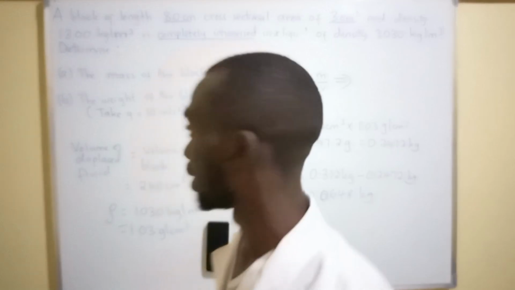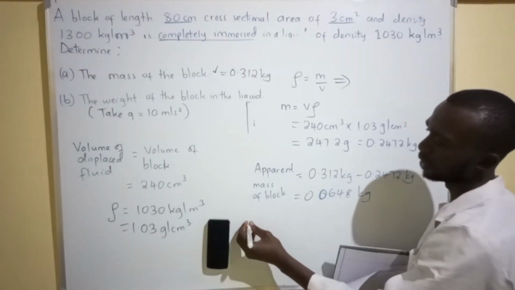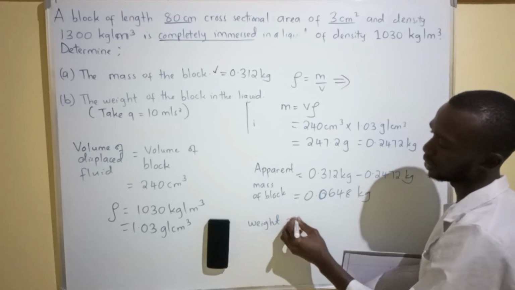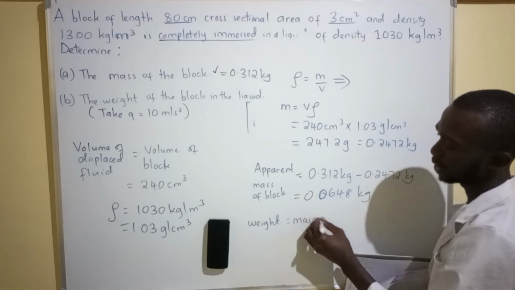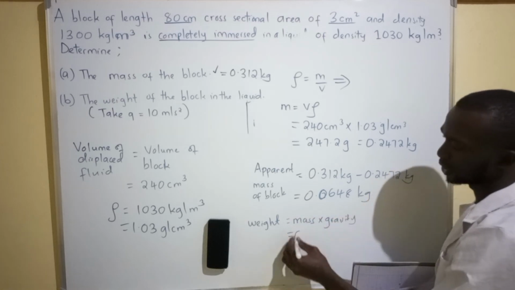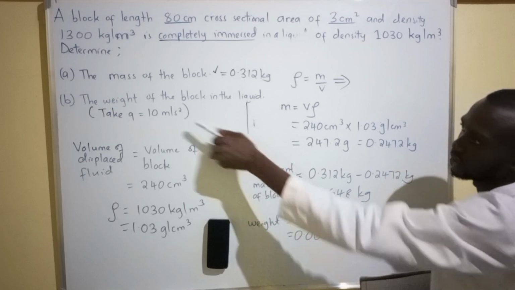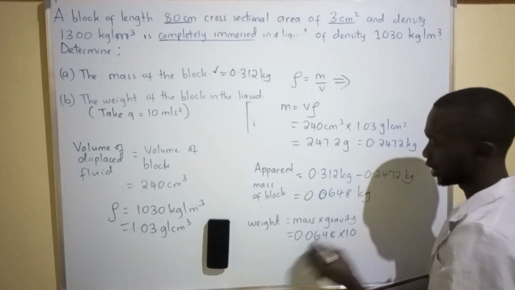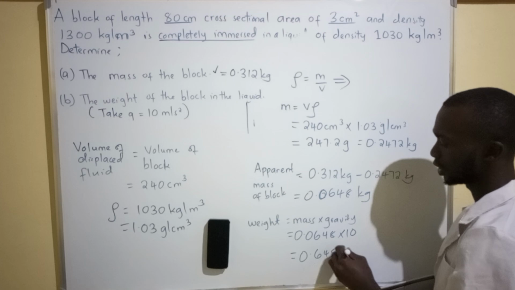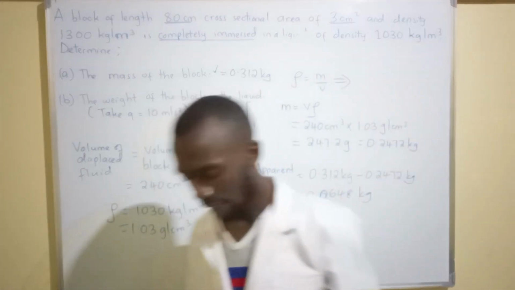Now I have the apparent mass. I can get the weight of the block. Apparent weight is the same as the product of mass and gravity. This is equal to 0.0648 times gravity, 10. And the answer is 0.648 newtons. So this is the weight of the block in liquid.